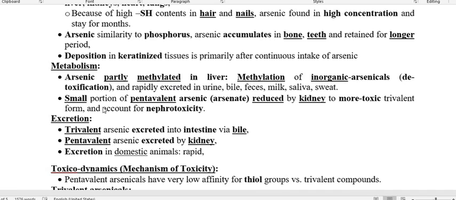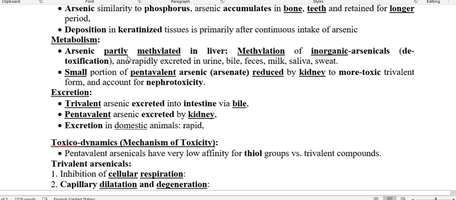And a small portion of the arsenic is also in pentavalent form, which gets reduced in the kidney. But this reduced form of pentavalent arsenic, mainly in the kidney, is more toxic in nature, and therefore reduced pentavalent arsenic in the kidney is going to produce nephrotoxicity. So this is about the metabolism of arsenic. Now we have to go through the excretion.